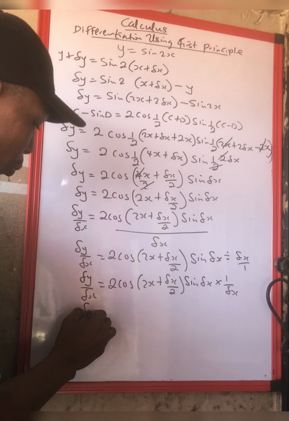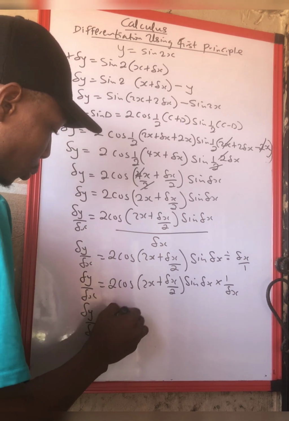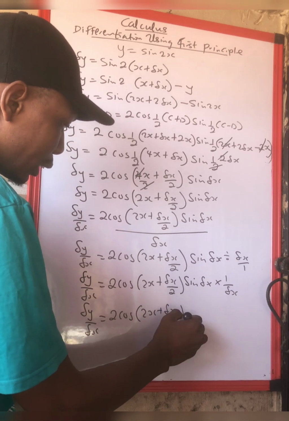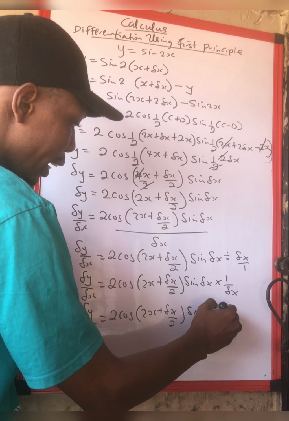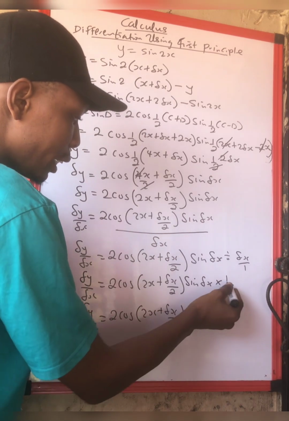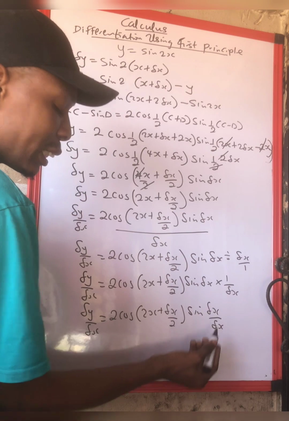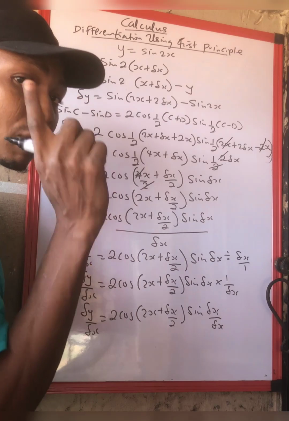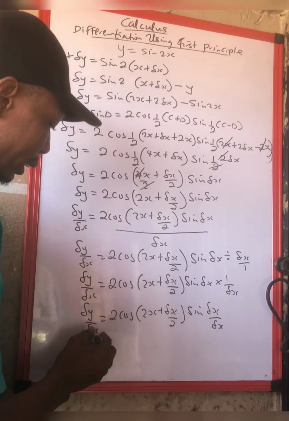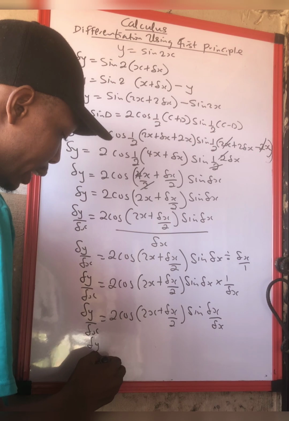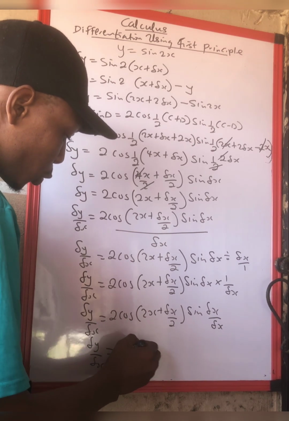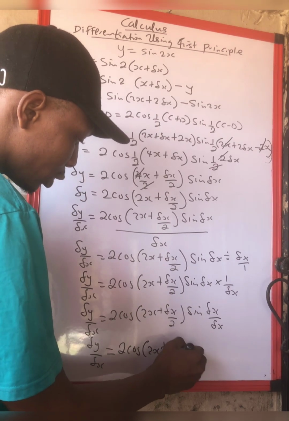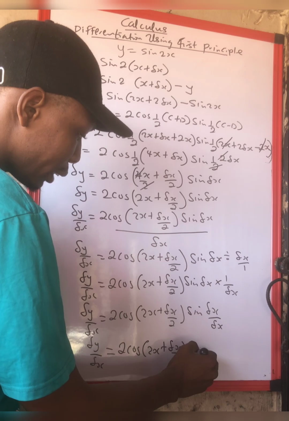So change in y over change in x equals 2 cos(2x plus change in x over 2), then sine change in x over change in x. Change in x times 1 is change in x, all over change in x. In my previous video, I told you that sine change in x over change in x is equivalent to 1. So change in y over change in x equals 2 cos(2x plus change in x over 2), then times 1.